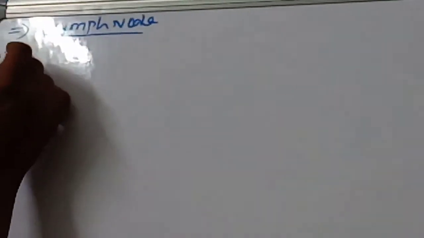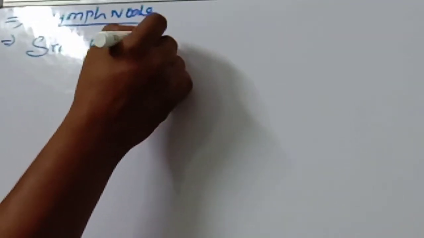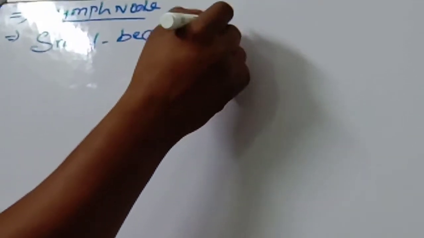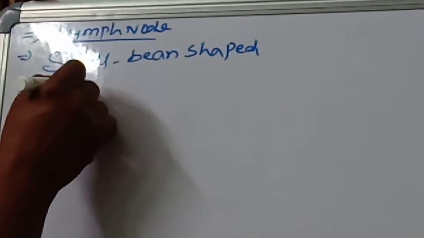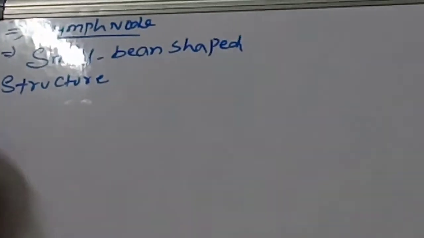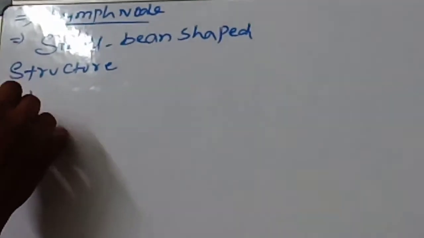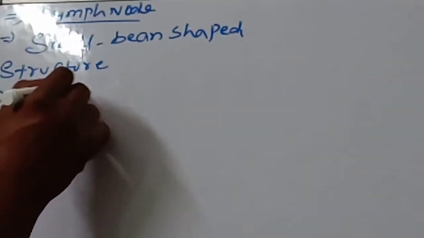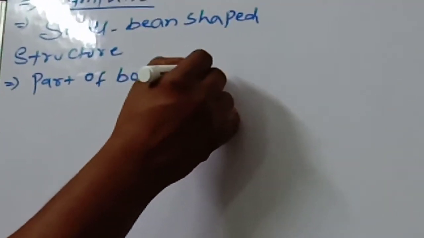Lymph node is a small, bean-shaped structure, and is part of the body's immune system.